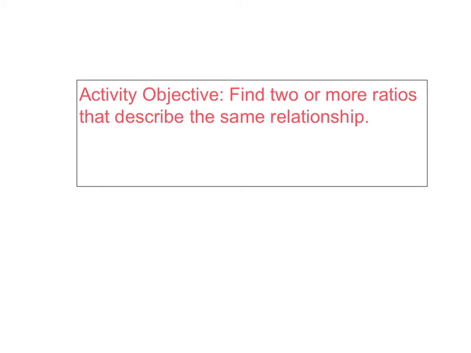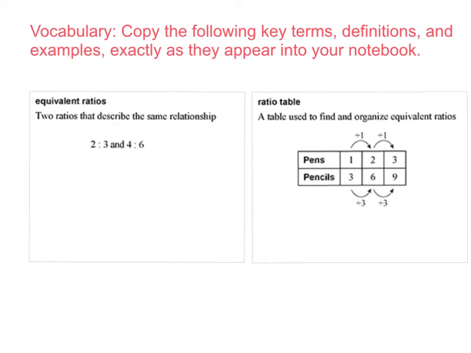Pause again while you write today's activity objective in your math notebook. Today's objective is find two or more ratios that describe the same relationship. Copy the following key terms, definitions, and examples exactly as they appear into your notebook.